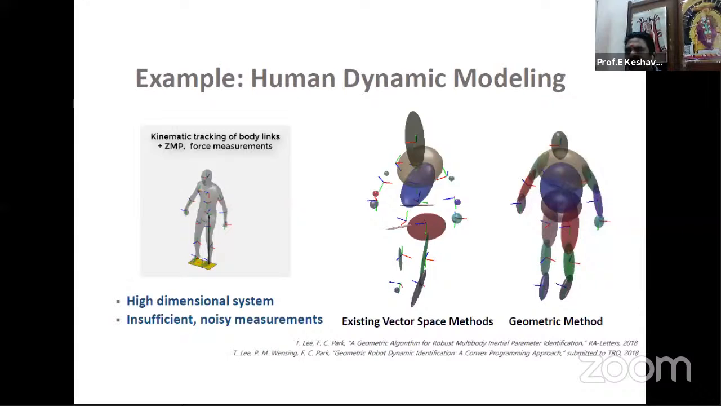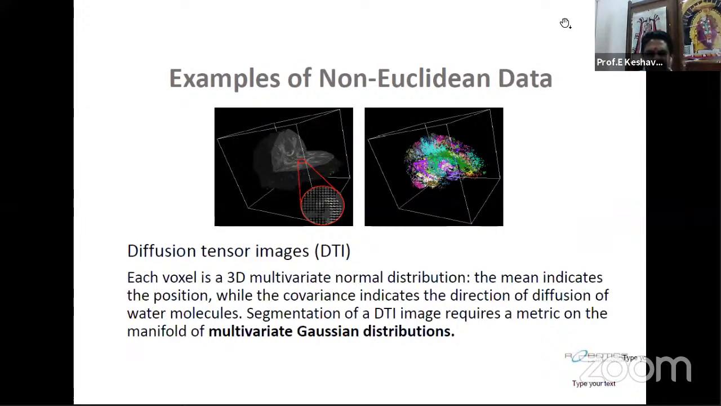We want to reduce the noise in the system and make things clearer, since insufficient, noisy measurements are there. How do we get it? The existing vector space method is still what we are doing now, but the next stage of studies has moved into differential geometry, and the Riemannian metric plays a very important role. Things become clear with the Riemannian metric. So these are the things.